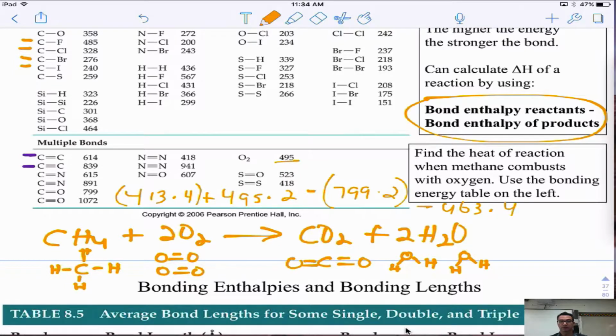This is a combustion reaction. It required energy to start the reaction, the activation energy. You can find that activation energy by taking those bonds, that 413 times 4 plus 495 times 2, and figuring out how much energy it took to break those bonds. But then we form new bonds.